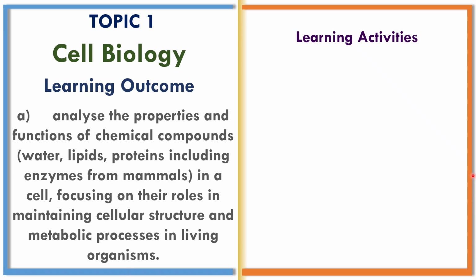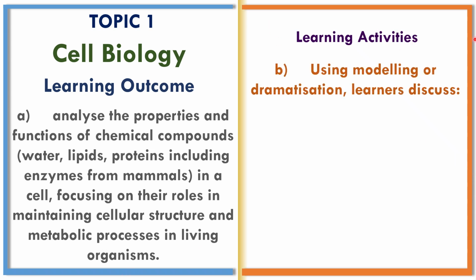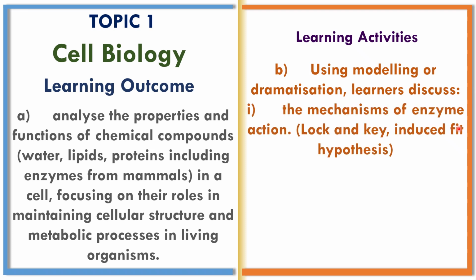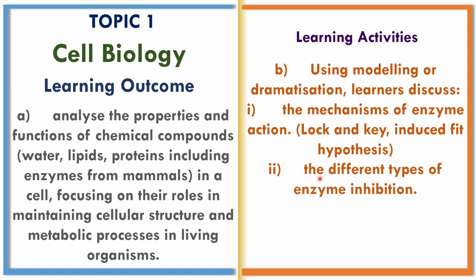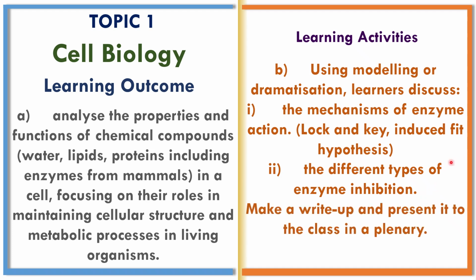We are going to look at learning activity B. Using modeling or dramatization, learners discuss the mechanism of enzyme action. We are going to look at lock and key, induced-fit hypothesis, and we shall look at the different types of enzyme inhibition, and then make a write-up and present it to the class in a plenary.